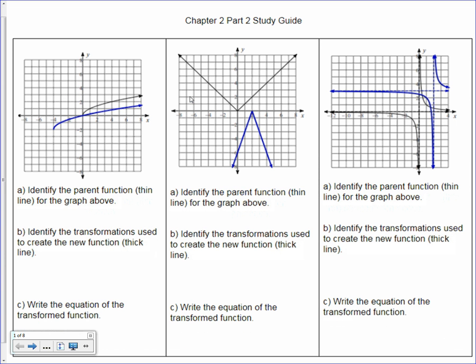Okay, so here are the answers to the Chapter 2, Part 2 study guide. The first section asks us to identify the parent graph, identify the transformations, and then write an equation. So for this first graph, this is an x squared.